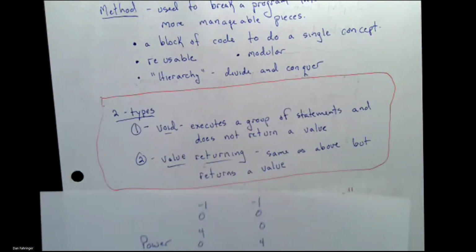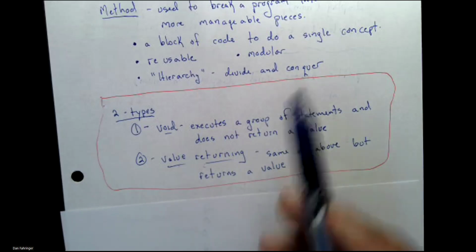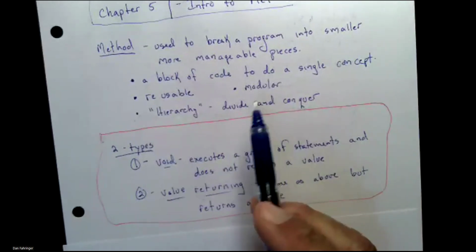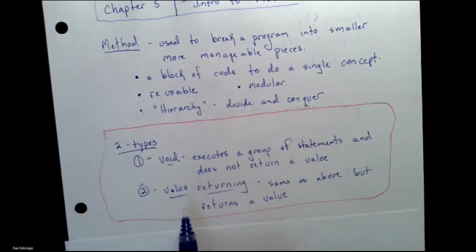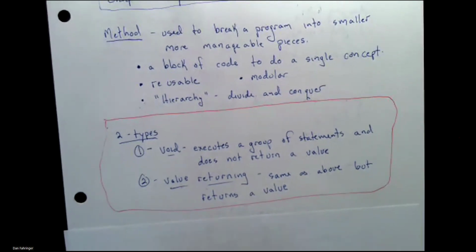All right. So in this class, we're going to look at 2 types of these blocks of code. You've seen this already. You've seen Math.pow. That is a value returning one. It returns a value. Does anybody remember what that data type is that it returns?